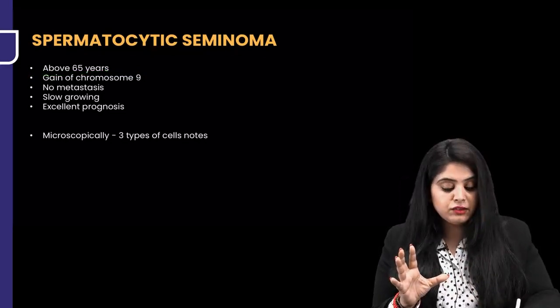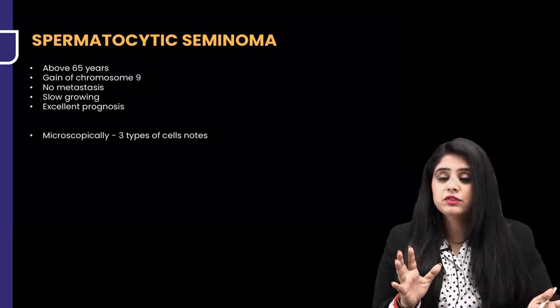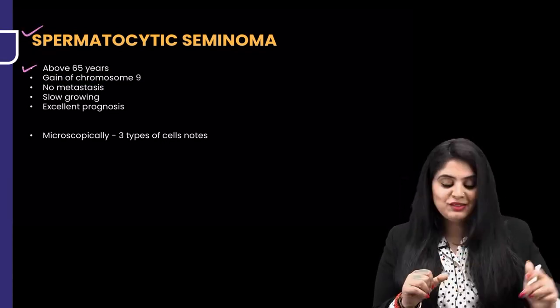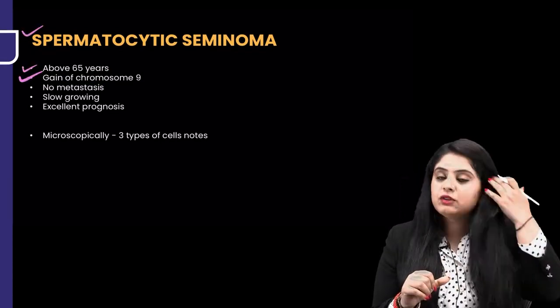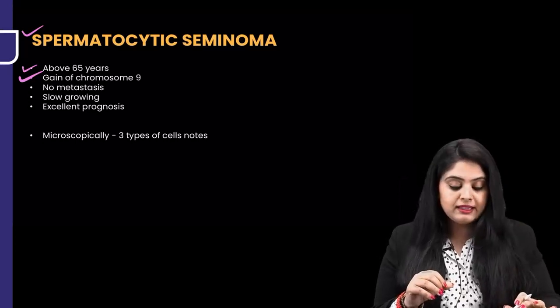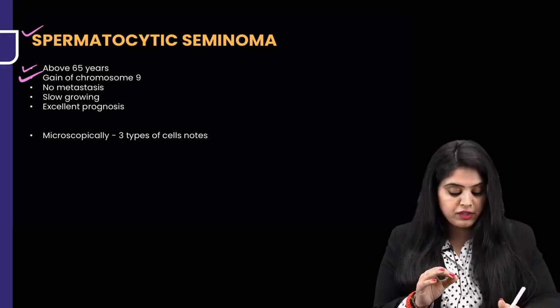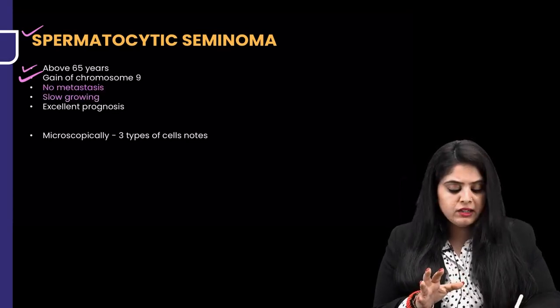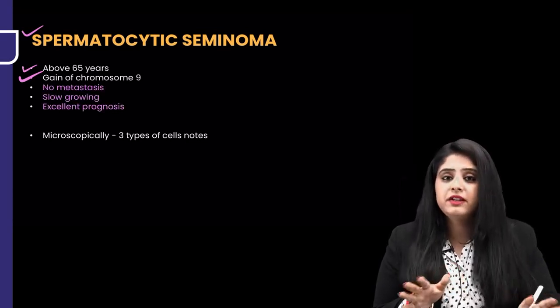Very, very lengthy. So there are going to be lots of chromosomes. Everything is more. Age is also more. The size of the name is also more. The chromosome gain is also more. There is gain of chromosome 9 that happens. But overall, if you study, there is very slow growth. It is not going to spread. The prognosis is going to be very, very good.